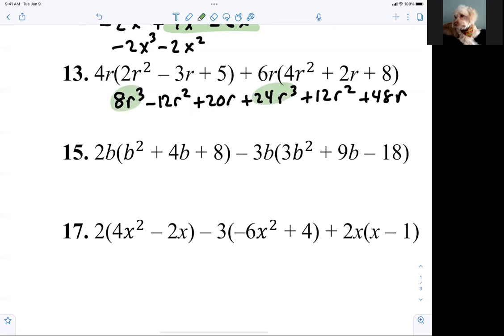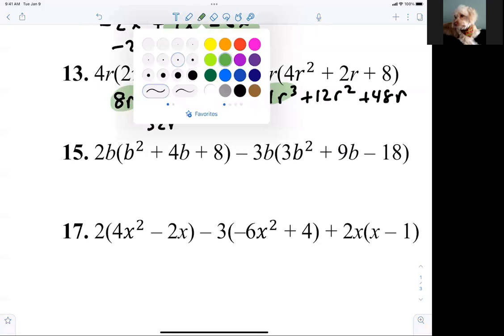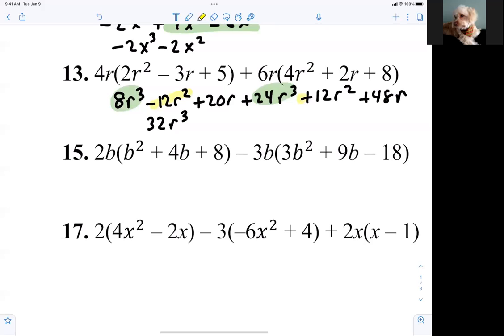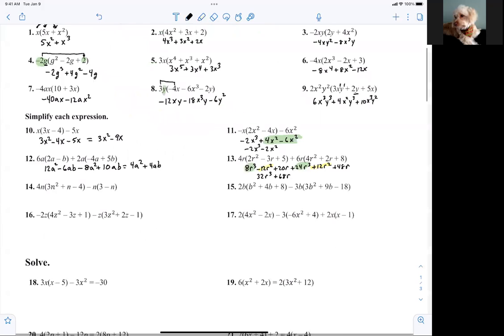Now you have 32r to 6, no, keep it, never mind. And then that cancels out, and then you have 68. Good. All right. Very good. Very good. All right. Here we go.